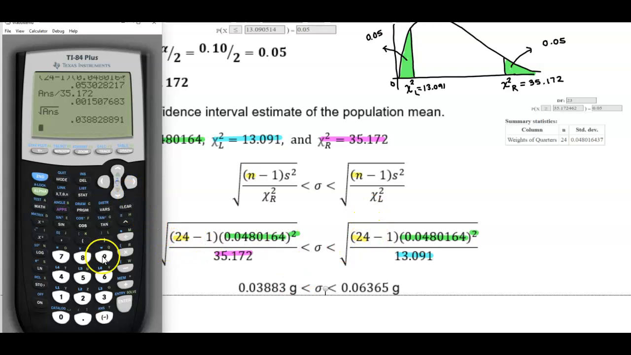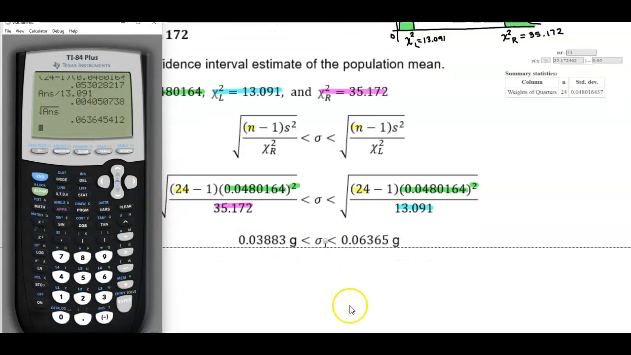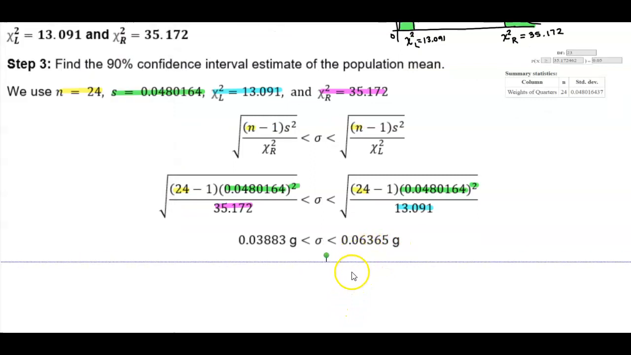Now let's do the other one. We take 24 minus 1, and then multiply that by the standard deviation 0.0480164, squared. Then we divide that by 13.091, and take the square root of that answer. That gives us 0.6365, rounded to 5 decimal places.